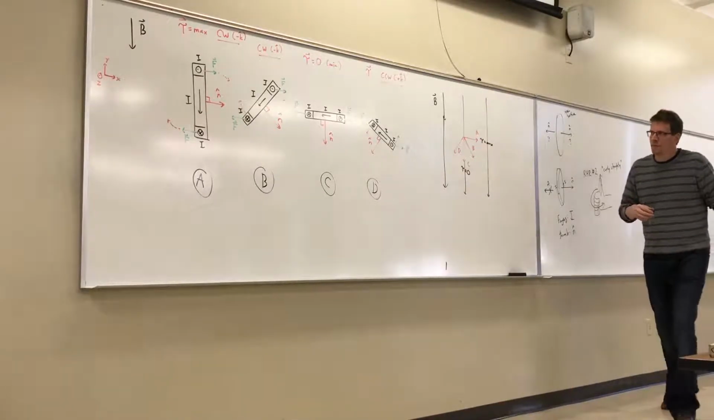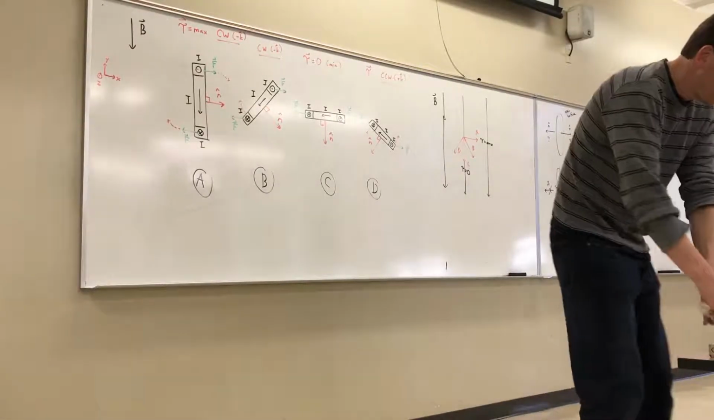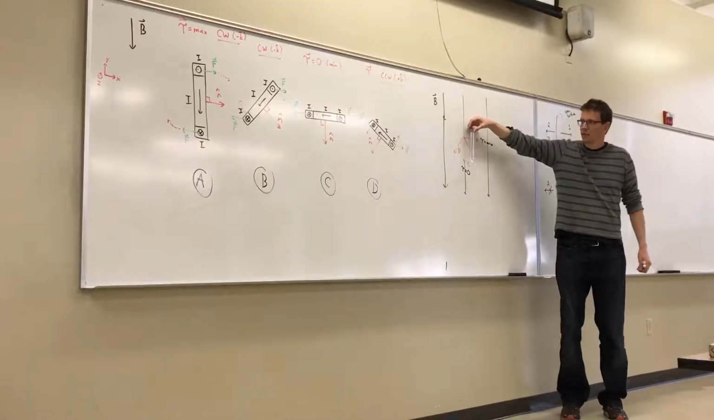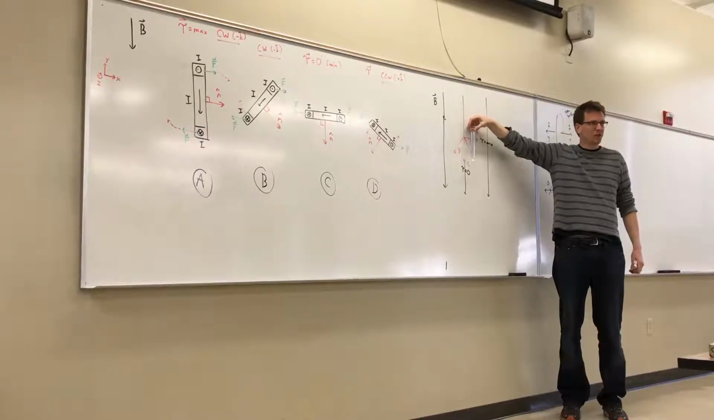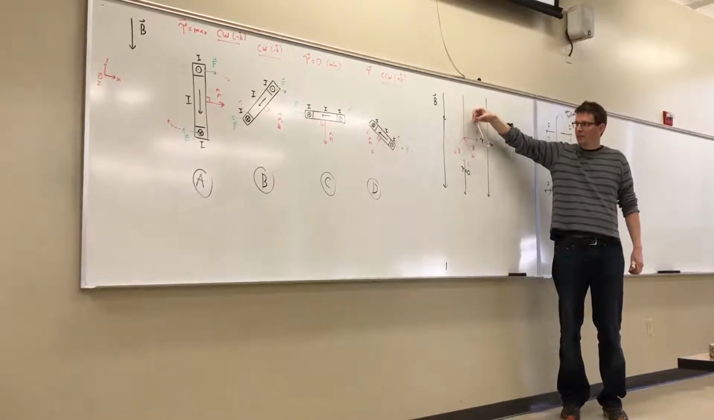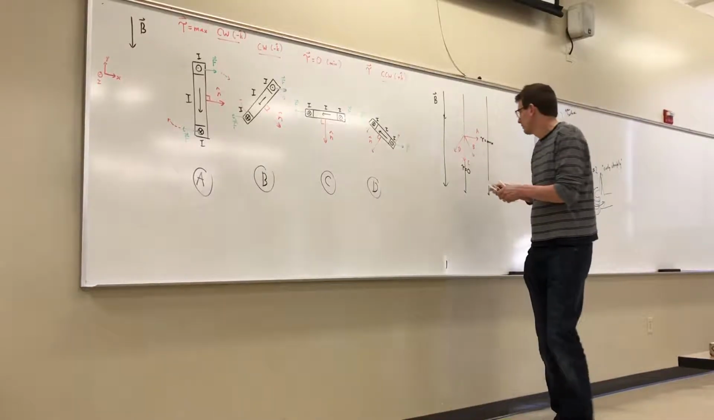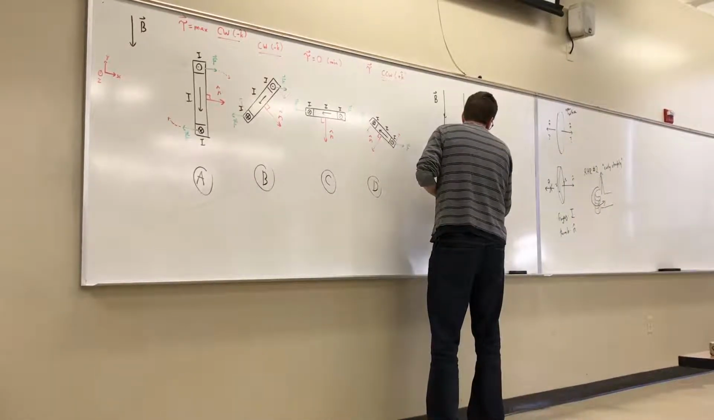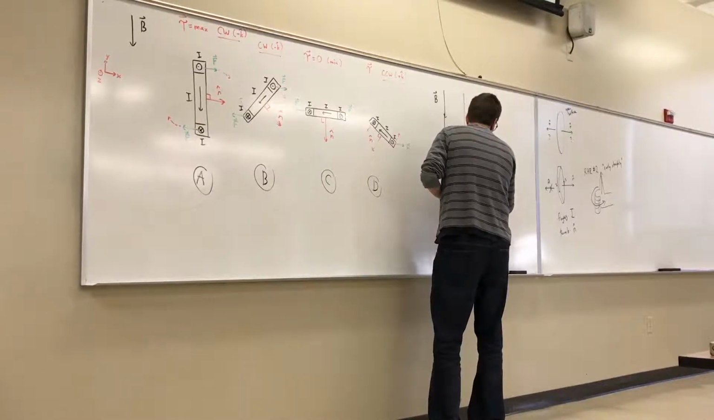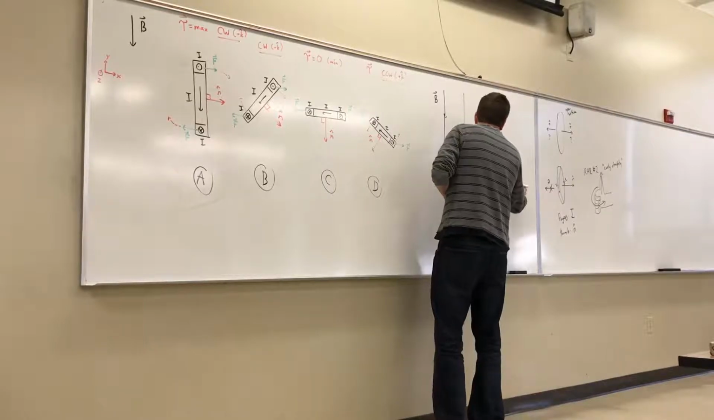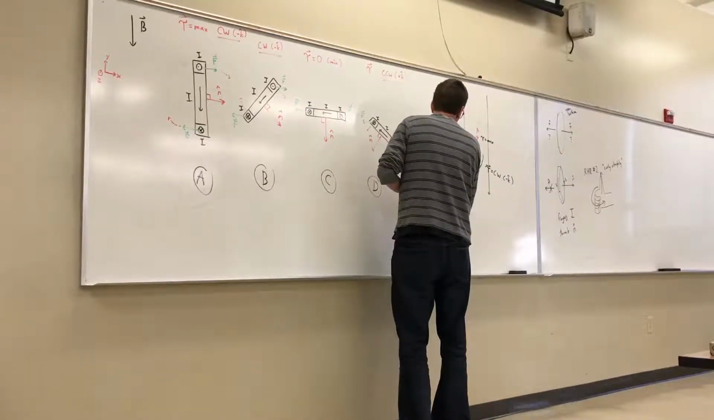So what's going to happen if I release this? If I released it here, it would experience no torque and it would just sit there. But if I released it here, it would experience torque this way. So we can say that the torque here is clockwise, or minus k hat. And then over here, the torque will be counterclockwise, or plus k hat.